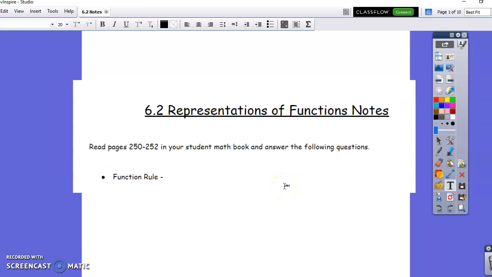Hi, today we're going to talk about section 6.2, which is representations of functions. It's also in your book on page 250. The first thing that we're going to do today is define what a function rule is.